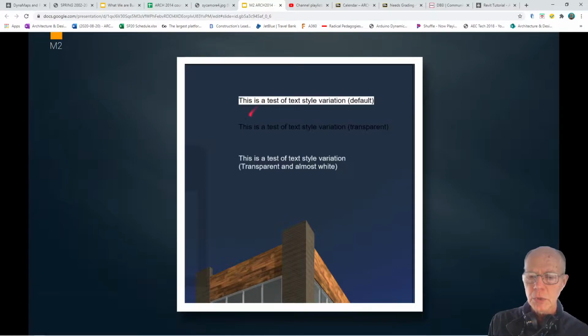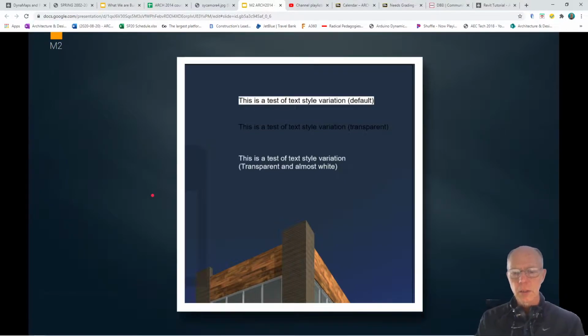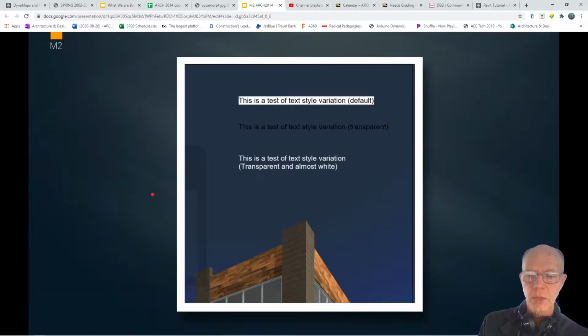And sometimes you'll come to the situation where if you make it just transparent and it's black text, it may not be very legible. So what I expect you to do is to change the color of that text so it fits the situation in which you're presenting it. So just a reminder, you'll use this all the way through school, and it's good to figure it out right now.